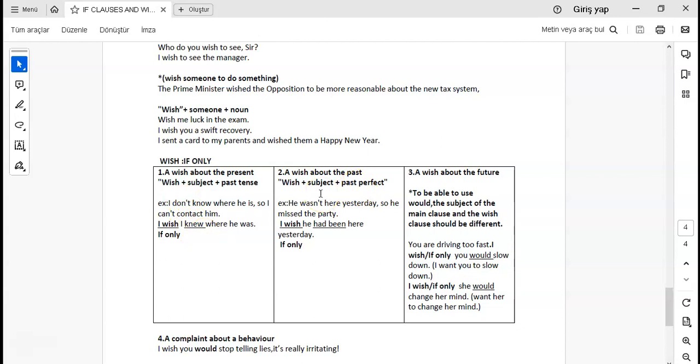What about the past? If you're making a wish about a past situation, if you want to change it, if you regret it, you use "I wish". And then comes the subject pronoun "he". And then comes "had" plus verb 3 structure. "I wish" has the same meaning as "if only", but "if only" is more dramatic. So you can use "I wish" or "if only", and if you want to be more dramatic, you had better use "if only" instead of "I wish".